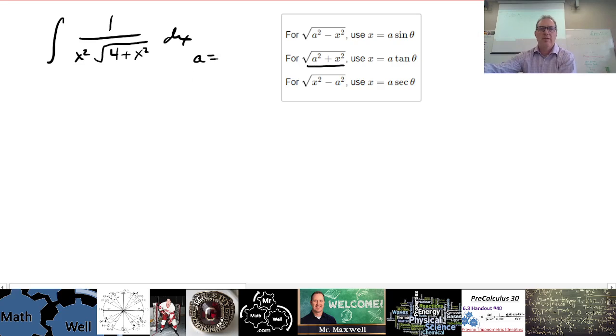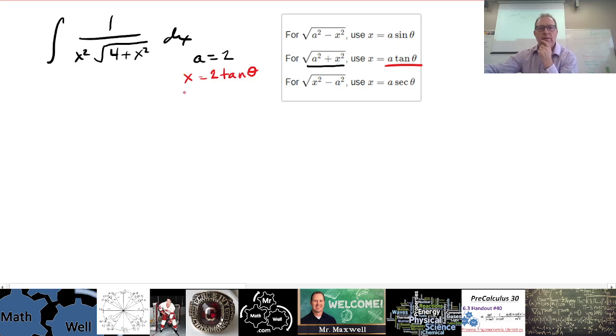So a here is 2 then, right? The square root of 4. Okay. So this little handy chart says I'm going to substitute. I'll use, what color should I use here? Red? How's red for you guys? Good? If you guys want to shut these lights off, you can. It doesn't bother me. X equals, so it's going to be a, that's 2, tan theta.